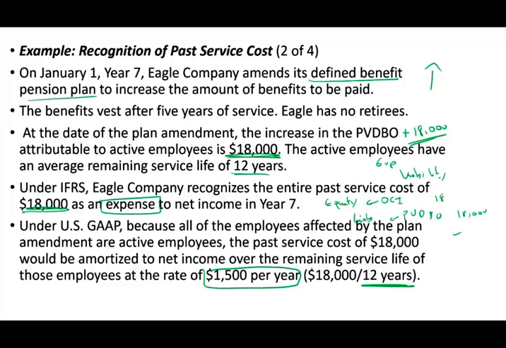This is a liability. Then for the next 12 years, every year you will debit an expense and you will credit OCI. So you take it out of OCI, 1,500, and you increase your expense. So you reduce your OCI and increase your expense. So it's a little bit different. GAAP, they want you to expense it slowly. That's all it is.